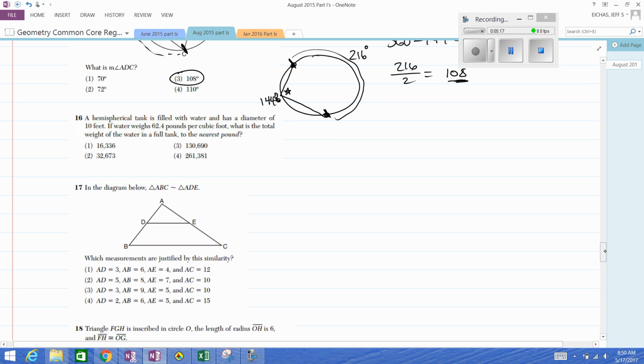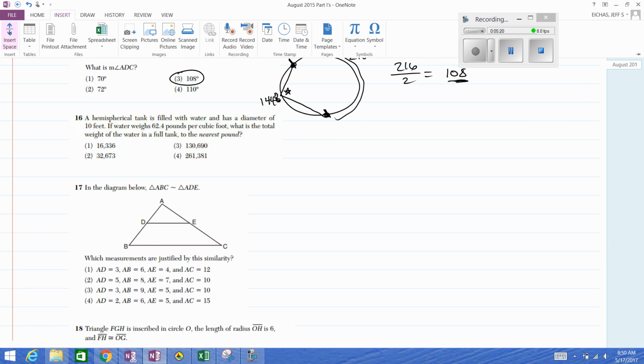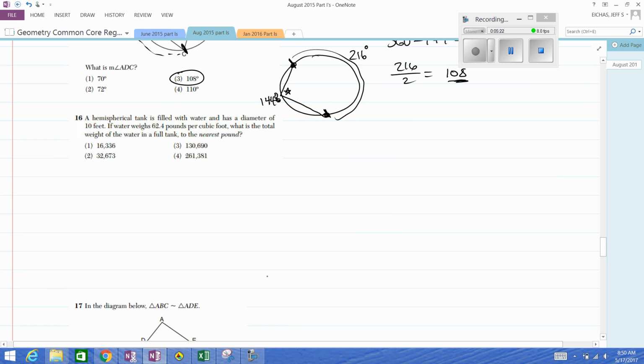All right, let's create some space here. Let's get a little work space. Hemispherical tank. Hemisphere, so half sphere is what that means. And diameter equals 10 feet. Pounds per cubic foot, so the units of measure agree. That gives us a density right there. What's great about science, they pay attention carefully to the units of measure.